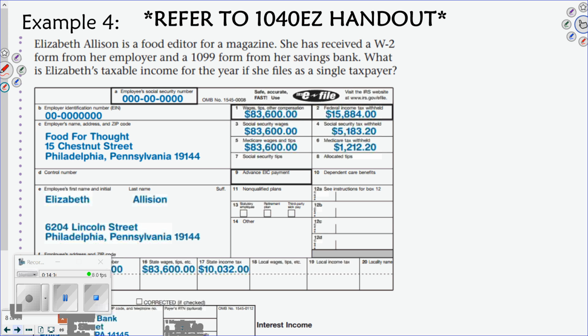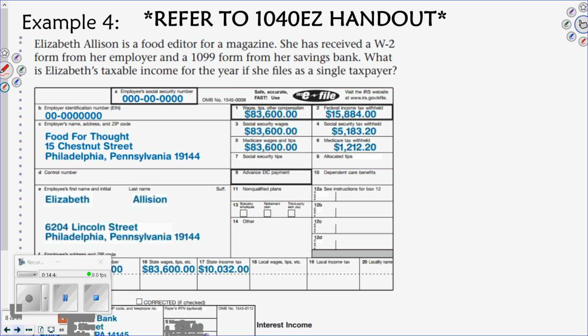All right, we're going to look through example 4. Elizabeth Allison, she's a food editor for a magazine. She received a W-2 form from her employer and a 1099 form from her savings bank. Just a refresher: the W-2 is the form your employer has to get to you by January 30th. It says all the money you made for the year and how much money they took out. The bank will send you the 1099 form, which just says all the interest you earned for the year.